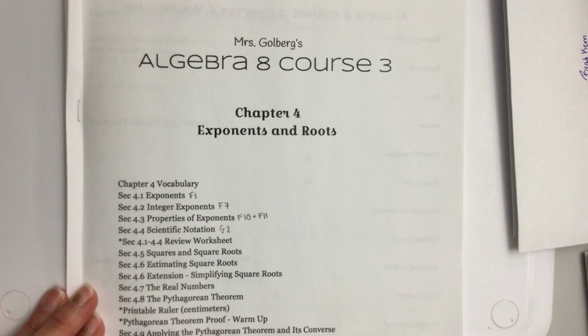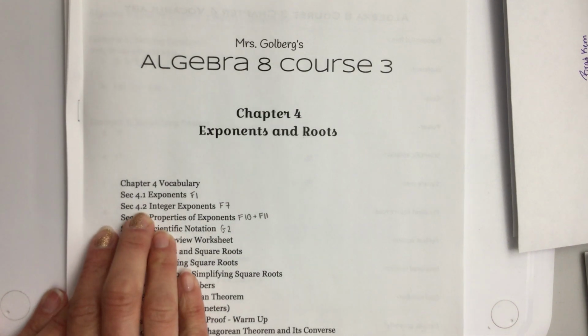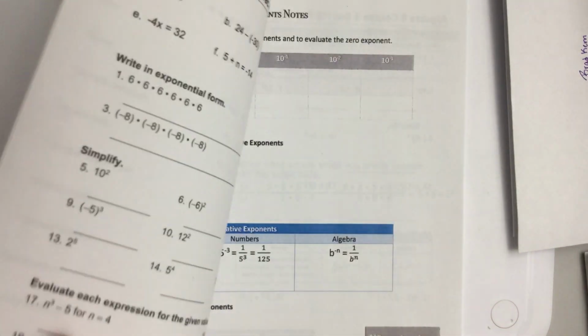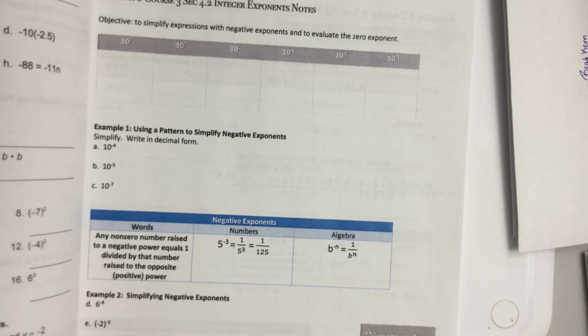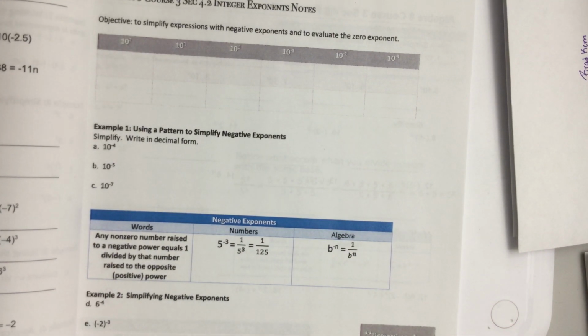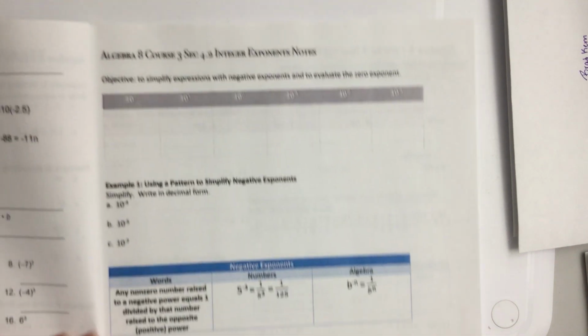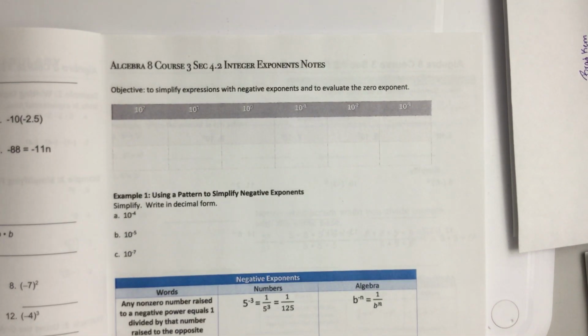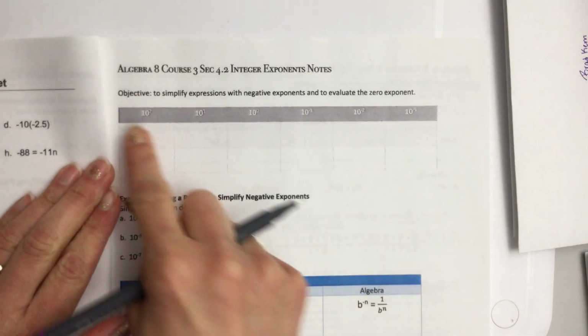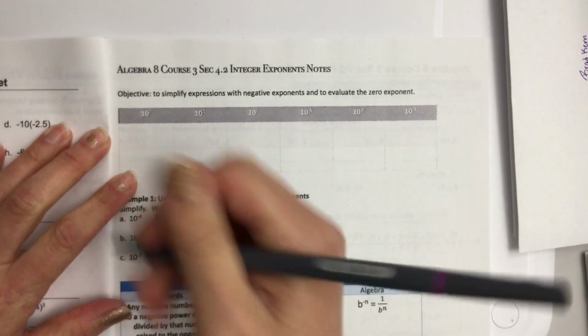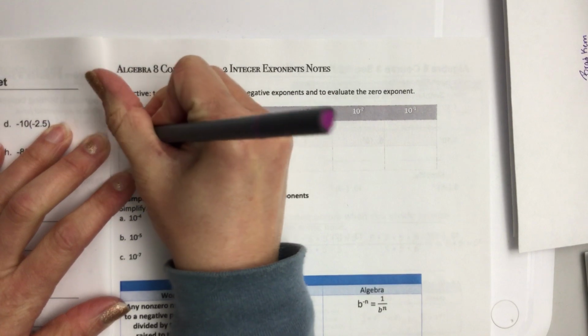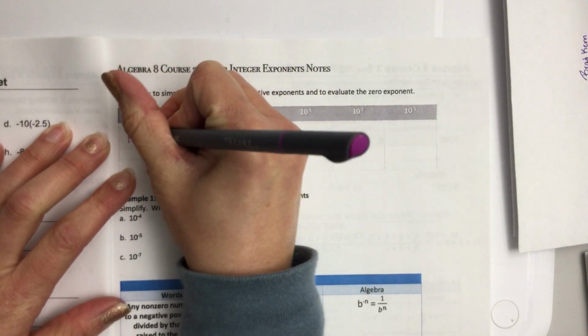Okay, Algebra 8. We are moving on to section 4.2, integer exponents. Just remember that an integer is just a positive or a negative number. So that means that today when we look at exponents, some of them are going to be negative. The first thing I want to do is talk about what it means to have an exponent. We did this in the lesson previously.